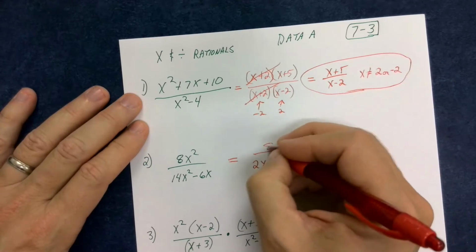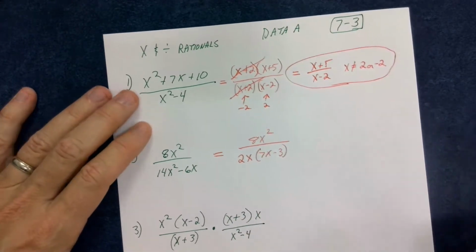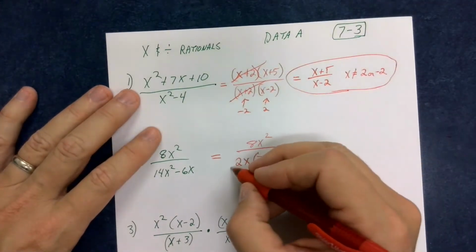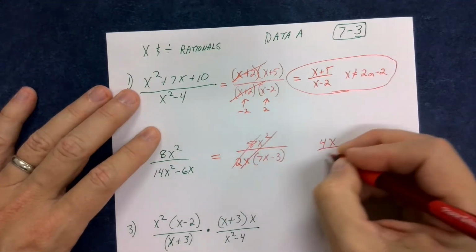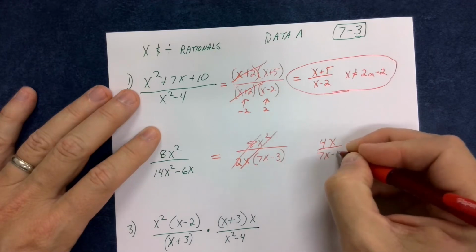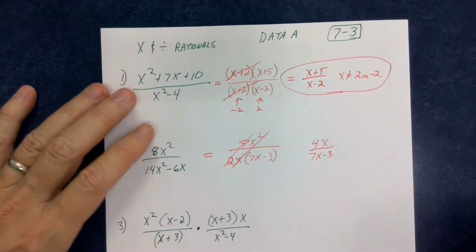And on the top, I have an 8x squared. Well, if I'm going to then do this, 8 over 2 is 4, and x to x squared is x. So I'm going to have 4x and 7x minus 3. So 4x over 7x minus 3.